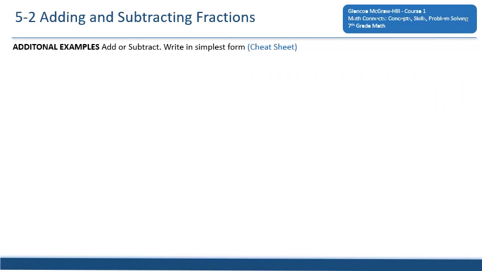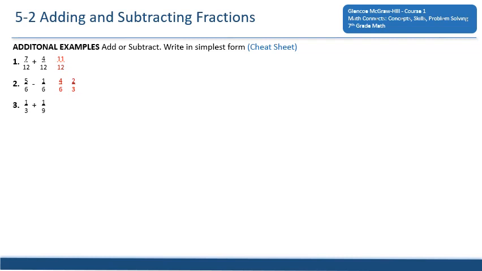Add or subtract. Write in simplest form. 7/12 plus 4/12. So we have like denominators, so they are like fractions. So we just need to add the numerators. So we get 11/12. 5/6 minus 1/6. We have like denominators, or the same denominators, so we have like fractions. So we just need to subtract the numerators. 5 minus 1 is 4, so 4/6. And we can simplify that by dividing the numerator and denominator by 2.